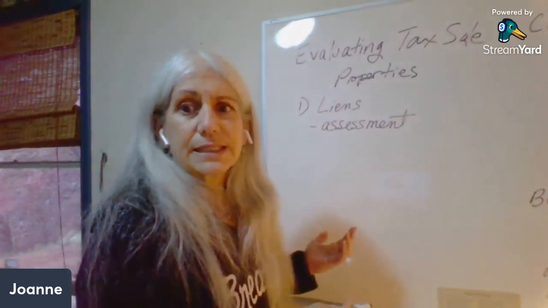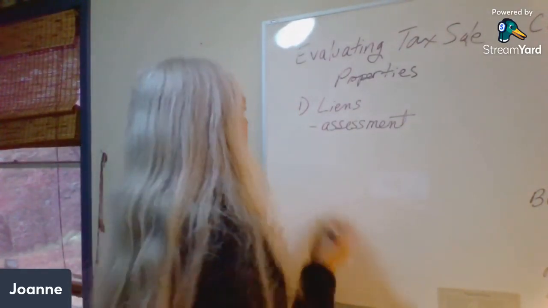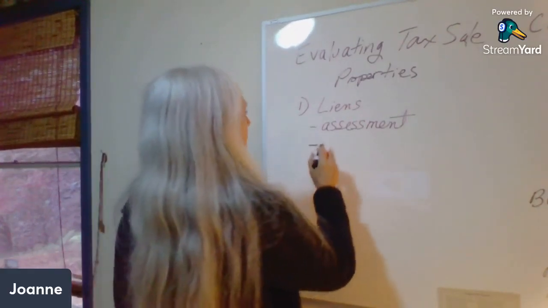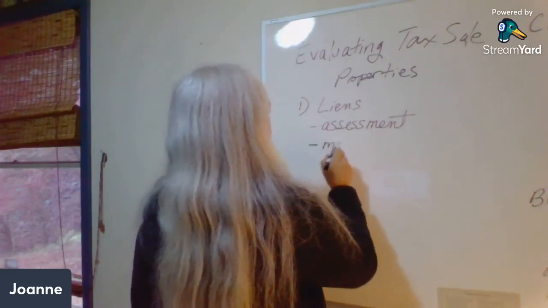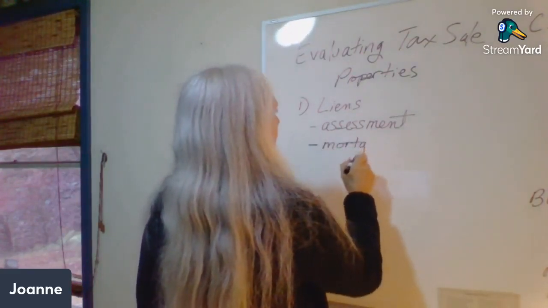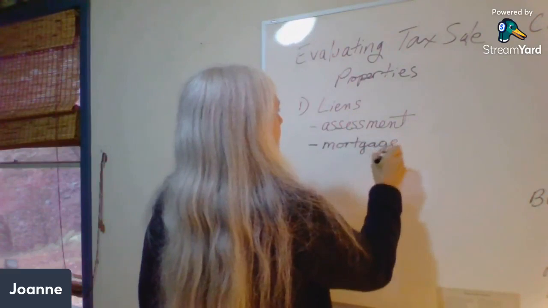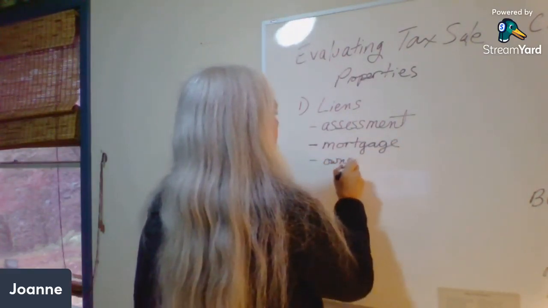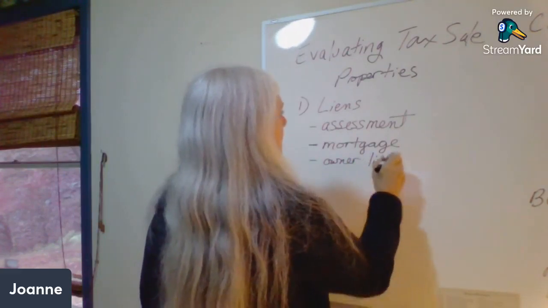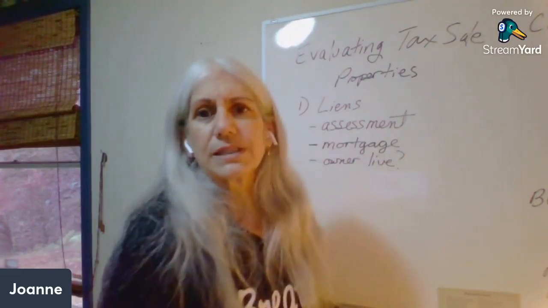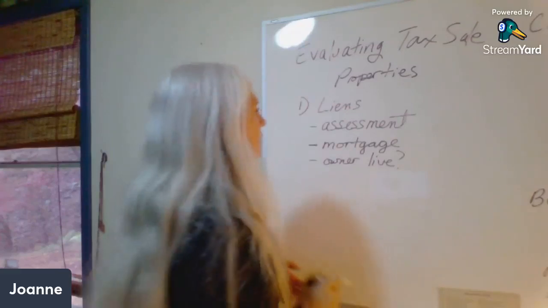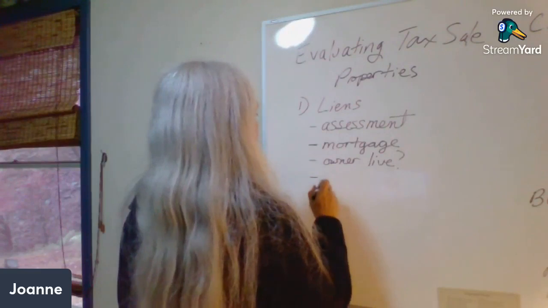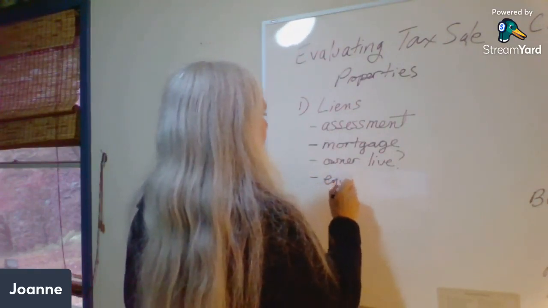And then the next thing that you want to look at is, is there a mortgage on the property? Okay. And where does the owner live? Do they live in the property? What is the owner's address? Okay. The other thing that you want to take a look at is environmental issues.